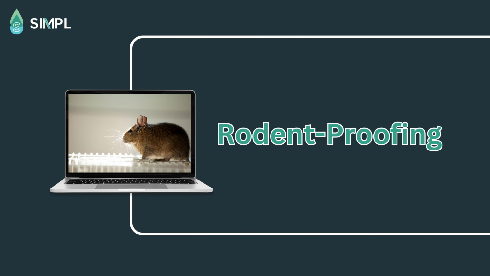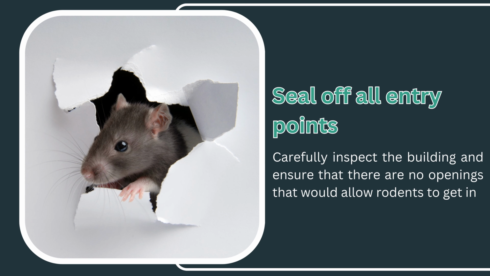Next is rodent proofing. Rodent proofing is an important factor to consider when it comes to protecting your home from rodent infestations. First is to seal off all entry points. Carefully inspect the building and ensure that there are no openings that would allow rodents to get in. Seal off all gaps, cracks, and holes with appropriate materials.